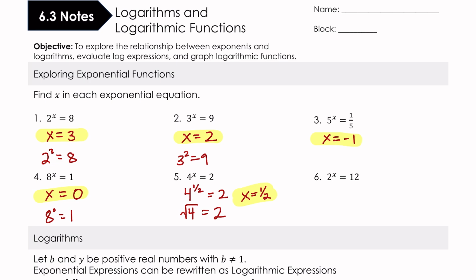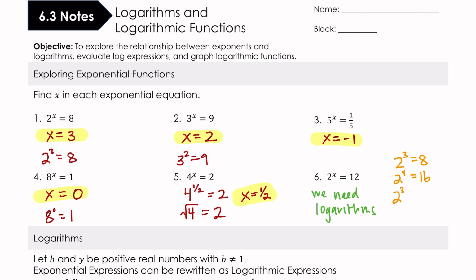Okay. And then the last one here, it says 2 to what power equals 12? And this one is where we need logarithms, because I can't think of a number, and it's not just because I can't think of it, it's some crazy weird decimal number. When we say 2 to what power? Well, I know 2 cubed is 8. I know 2 to the fourth is 16. So it's somewhere between 3 and 4.